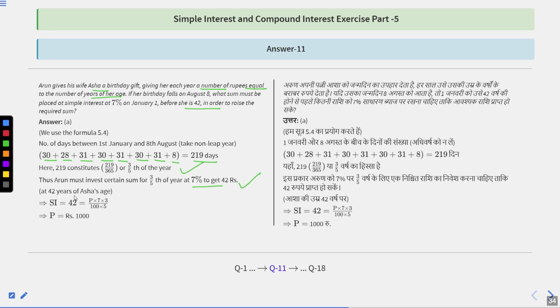So at the age of 42 years, Asa, which is given in the question, SI will be 42 rupees. So what will be the principal amount? Principal into rate of interest into time. So P into 7 into 3 upon 100 into 5. So P becomes 1000 rupees. Clear? Next one.